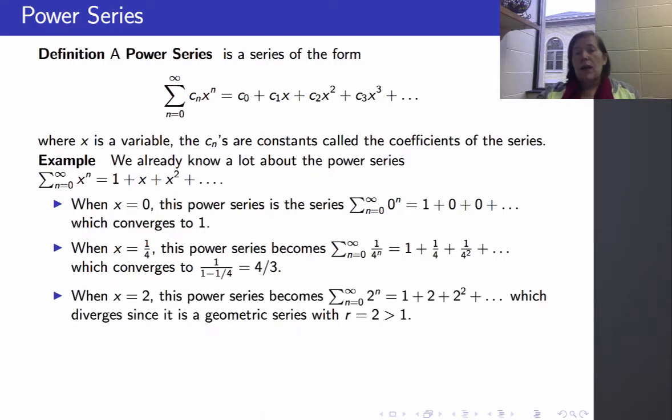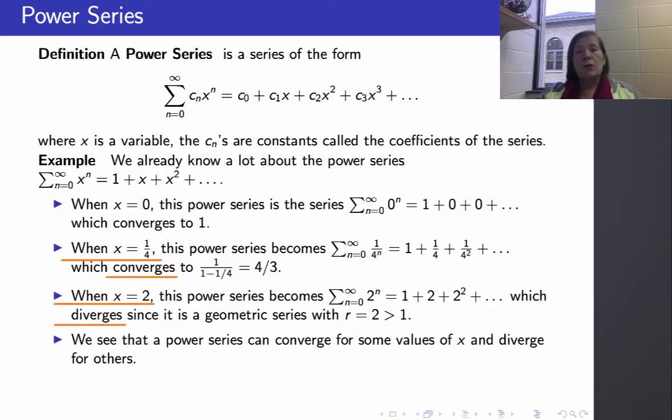If I were to set the x value equal to 2 in this power series, then for that specific value of x, the power series becomes the sum from 0 to infinity of 2 to the n. And it's 1 plus 2 plus 2 squared, etc. And this series diverges. It's a geometric series with r equals 2, which is bigger than 1. Or you can see, obviously, that the limit as n goes to infinity of 2 to the n is not 0, so it diverges by the divergence test.